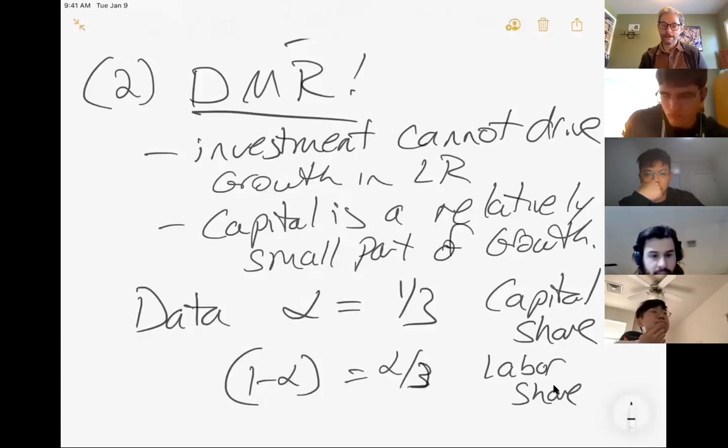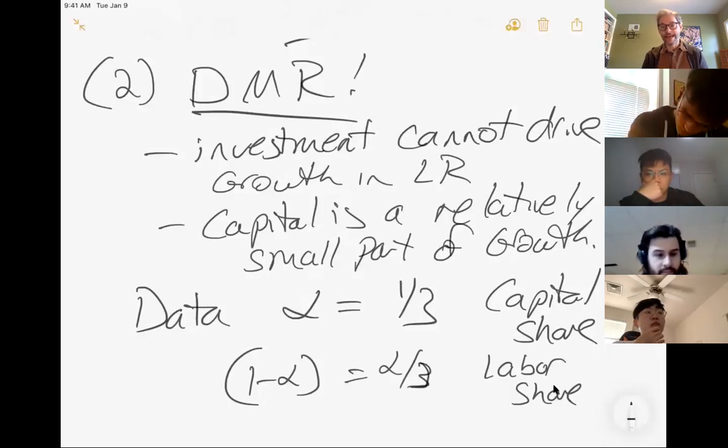Can you make more pancake batter by adding more salt? No, because salt is a very small part of the pancake batter. And that's essentially, you have to think about capital the same way, right? You can't really increase the size of output by adding investment or capital because capital is a relatively small part of the recipe. A much bigger part of the recipe, and this is what we're going to talk about after we take a break, is technology and labor, right? Technology and labor are the big parts of the recipe.